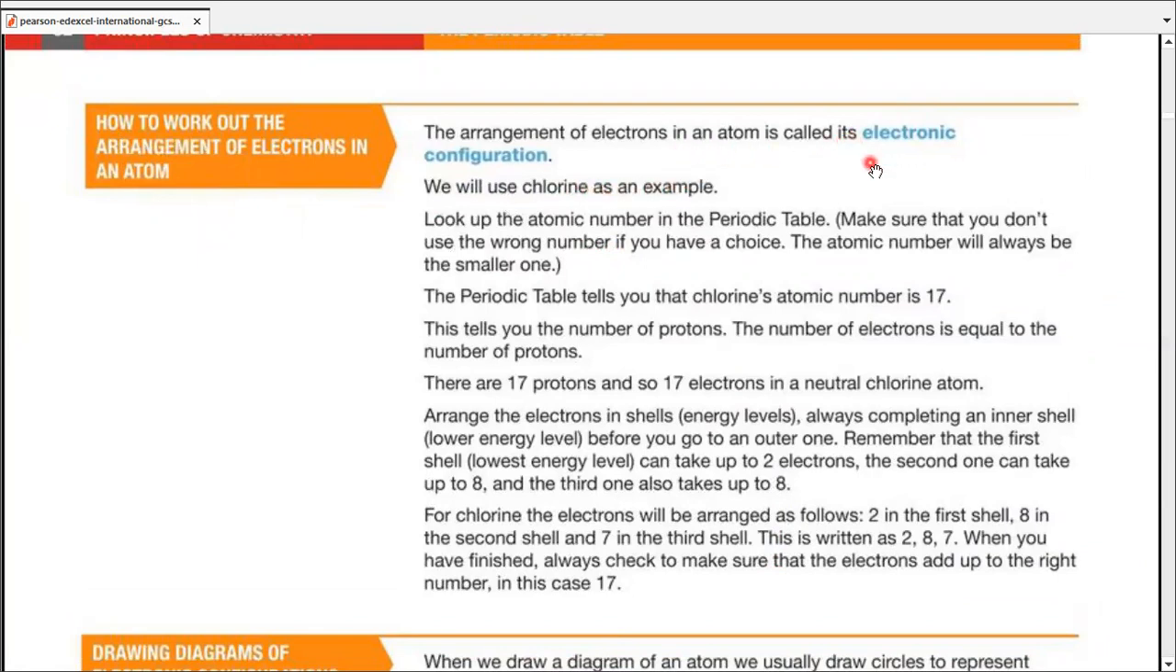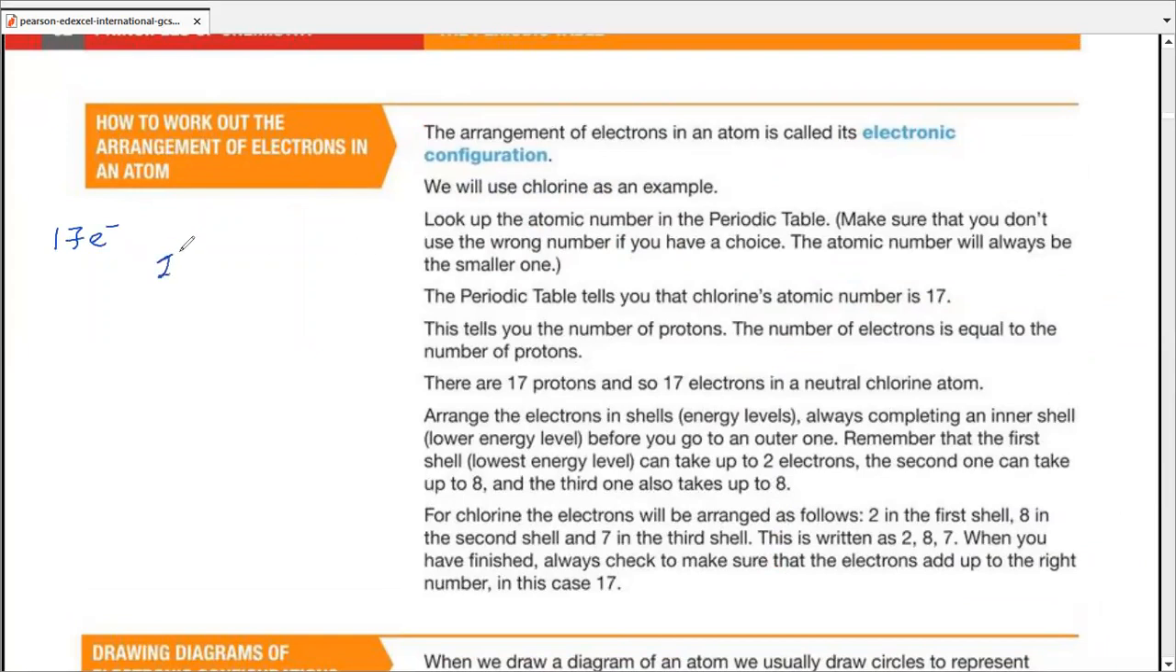The arrangement of electrons, first of all, is known as electronic configuration, as I said earlier. Now, for chlorine, as an example, the atomic number is 17. So it has 17 protons and it has 17 electrons. Sorry, my bad. It was supposed to be 17. So it has 17 electrons that we can put.